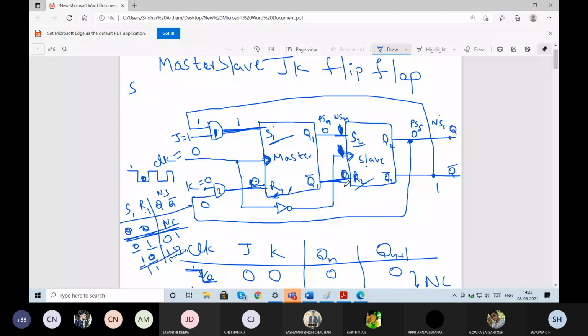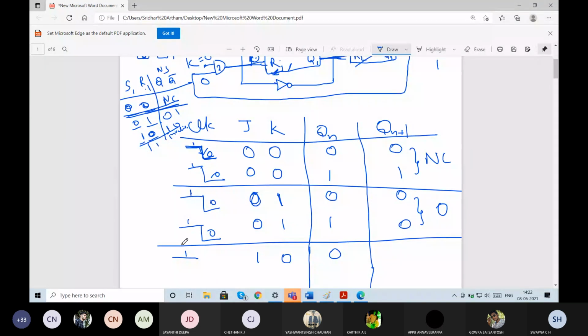So S is equal to 1, R is equal to 0. So what happens to the output? Output will change to 1, right? Set is equal to 1, reset is equal to 0, so the output will be equal to 1. So it means that for the complete 1 clock, 1 to 0, if J is 1 and K is 0, and if the present state is 0, the next state is 1. Is this clear? Is this clear now?